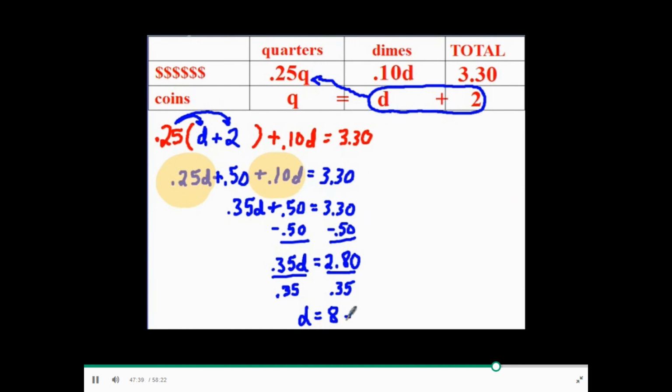Right now, I don't know how many quarters I have, so I'm going to go back up here. I get to choose the top or bottom equation. In substitution, I always pick the one that I have circled because that's going to make my life a whole lot easier. Instead of d, I'm going to put 8 because 8 equals d. We said so right there. Copy down the rest. So I've got that q equals 8 plus 2, so q means 10. Q is the number of coins that are quarters, so this is 10 quarters.